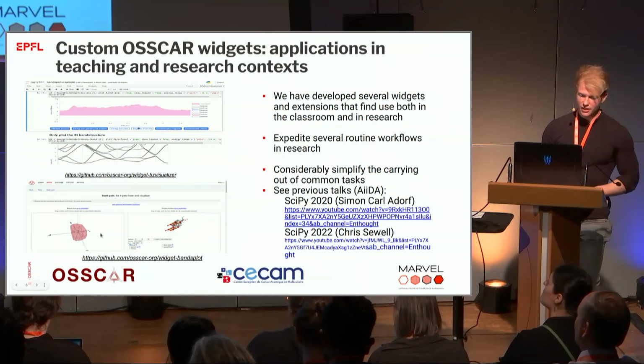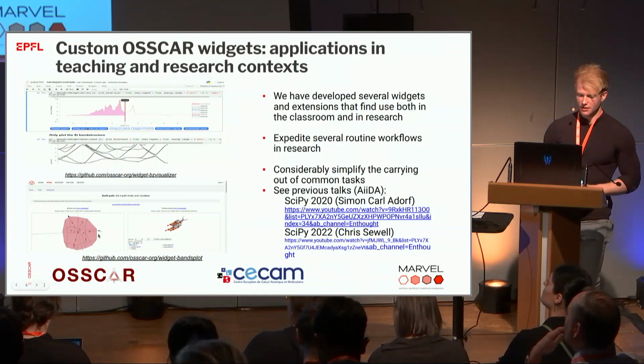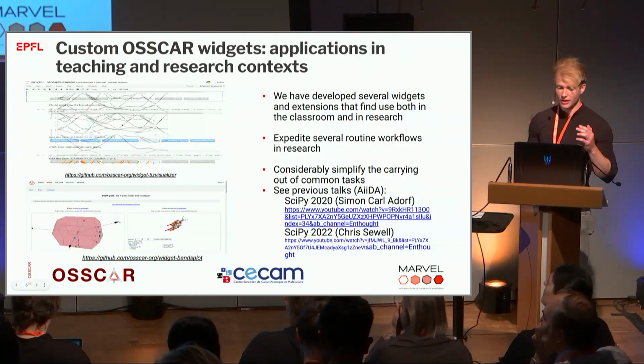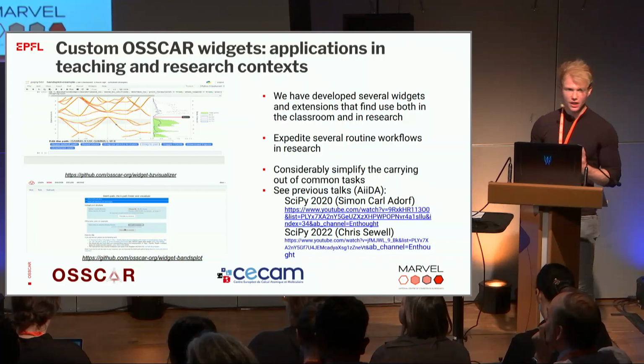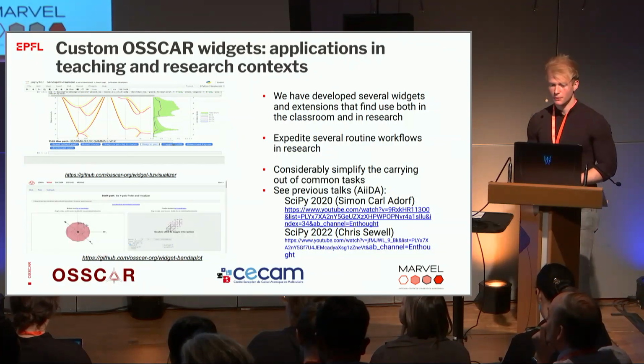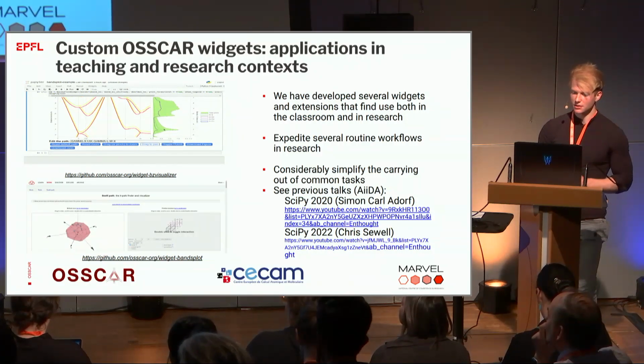We have another example of a widget, the second one down here. It's a custom widget that allows visualization of the first Brillouin zone of a crystal structure, another routine piece of work done by material scientists.